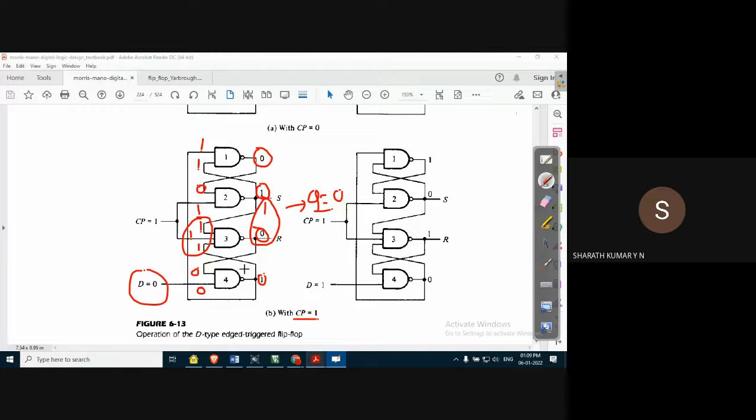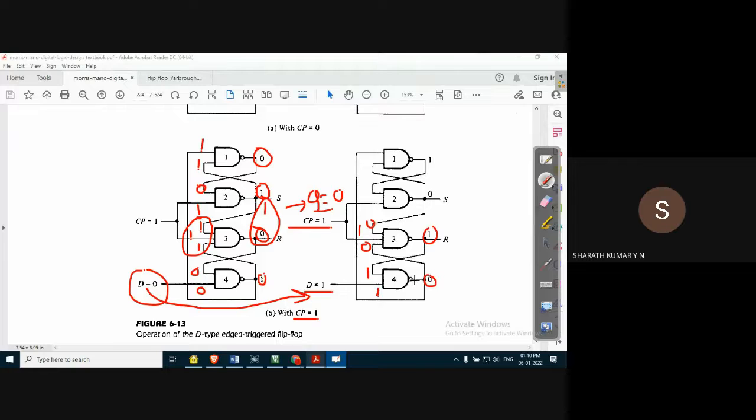Okay, fine. Now, clock pulse is 1. We change the input from 0 to 1. What happens to the output? Observe this. This is 1. And clock in, this is 1. Initially, this is 1. 1 and 1, this point becomes 0. This is 0. Clock is 1. Initially, this is 0. 0, 1, 0. R should be 1. That's fine.